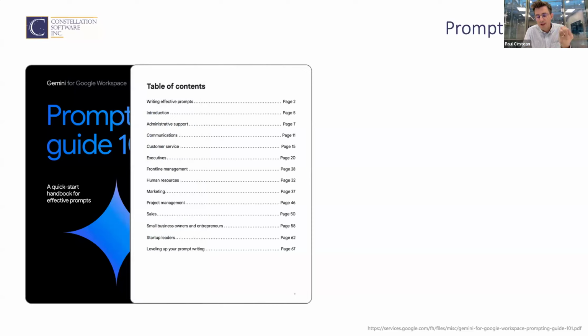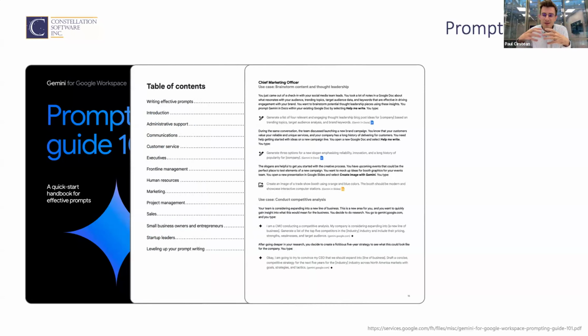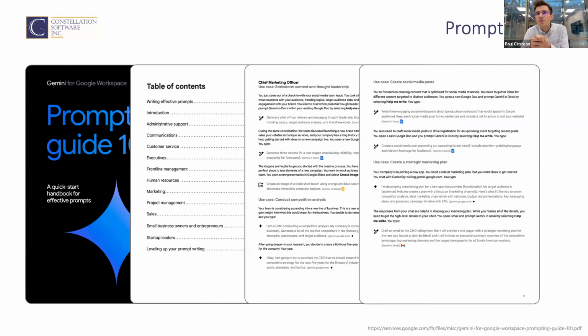It covers prompts and techniques for multiple departments and professionals. So for communications, for customer service, for executives, for marketing, sales, project management, and so on. And it even comes with examples of use cases. So for a chief marketing officer, it comes up with examples like, generate a list of 4 relevant emerging thought leadership blog posts, ideas for company X based on trending topics. Or for social media, it comes up with ideas like, create a social media post promoting our upcoming event, and so on. So you can find this online, Prompting Guide 101 from Google. If you cannot find it, drop me a message and I'm glad to share it with you.